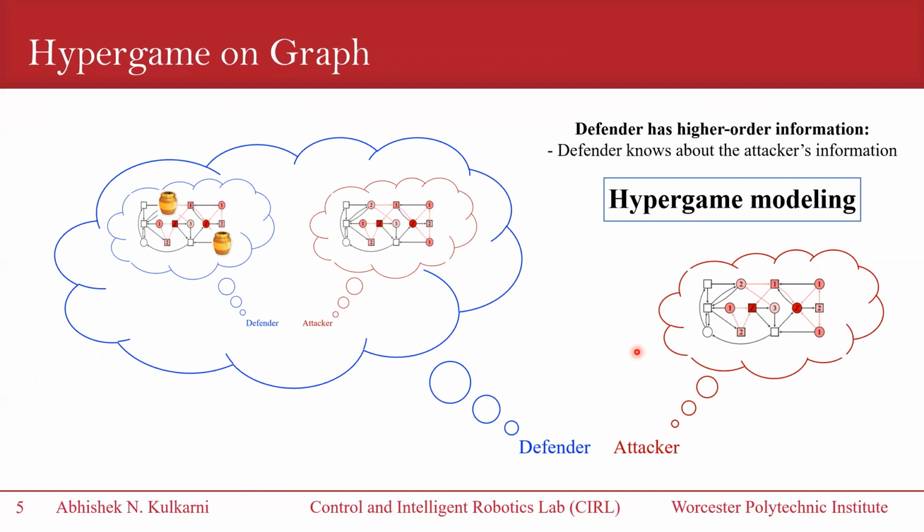Here, the attacker, as we said, does not know where the decoys are. Thus, in her mind, all of our honeypots would be critical hosts. Whereas the defender exactly knows where he has placed the decoys. In addition, the defender effectively knows the attacker's perceptual game because he is also aware that the attacker lacks the information about the decoys. So this gives us a higher-order information structure as shown here, which can effectively be modeled using hypergame theory.